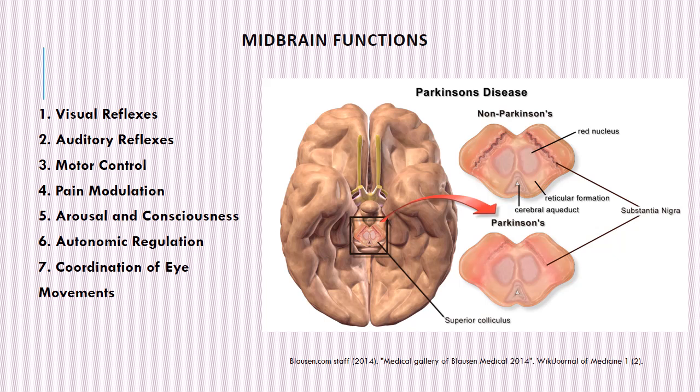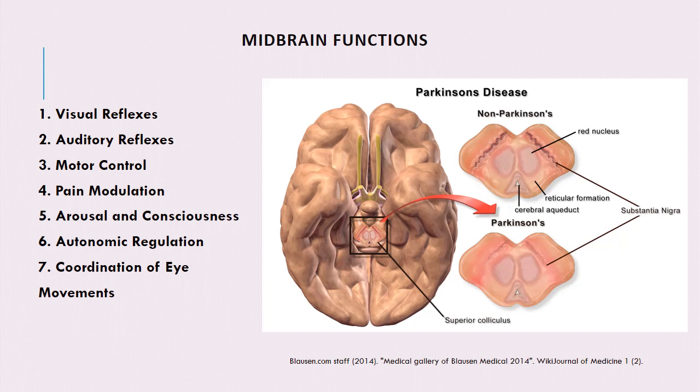Number 4, pain modulation. The periaqueductal gray modulates pain perception and defensive behavior. It plays a role in the endogenous pain relief system by releasing endorphins. Number 5, arousal and consciousness. The reticular formation within the midbrain helps regulate alertness and consciousness, contributing to the sleep-wake cycle.